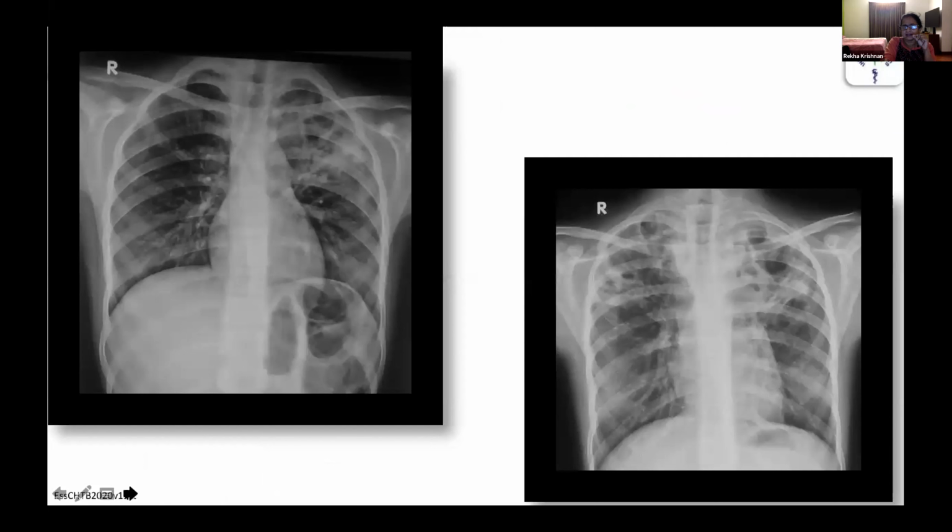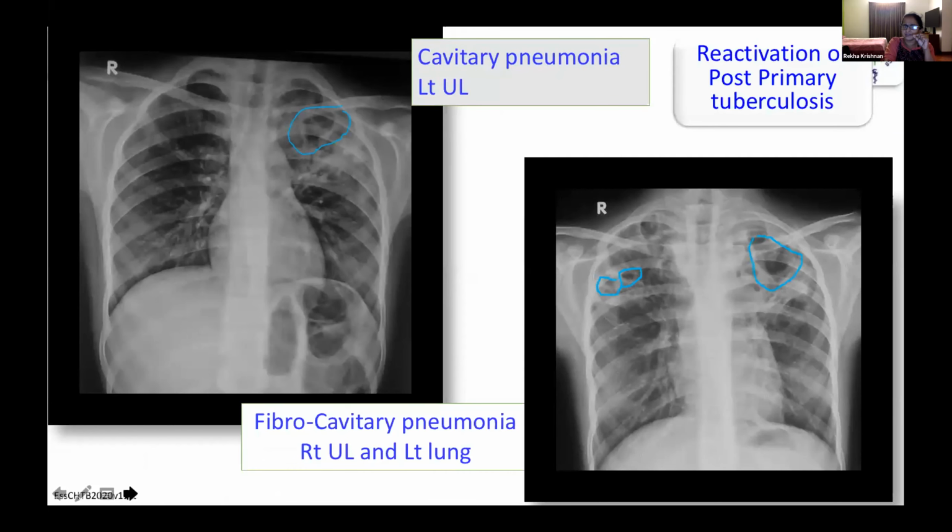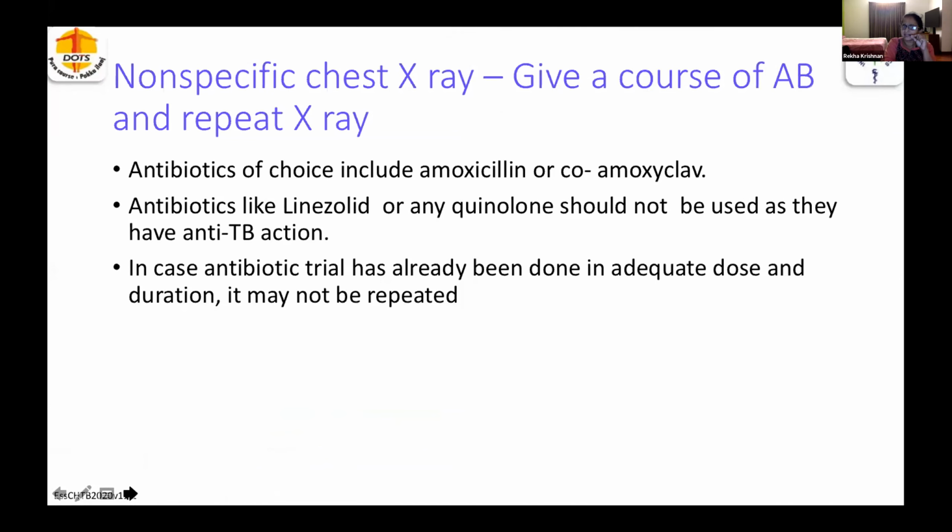When these X-rays are straightforward, it's clear for us, but most of the time, as I said, it's a non-specific chest X-ray. The next step is to give a course of antibiotic and repeat the X-ray. The most important part is not to give unnecessary antibiotics that have anti-tuberculous action. Sometimes we have a temptation to give ciprofloxacin when there is a non-resolving lesion, but we shouldn't do that. The antibiotic of choice is most of the time amoxicillin or amoxiclav. We are tempted to give linezolid or quinolones like ciprofloxacin, but don't, because they have anti-tuberculous action. If an antibiotic trial has already been tried, there is no need to repeat it. You can take a repeat X-ray and see.